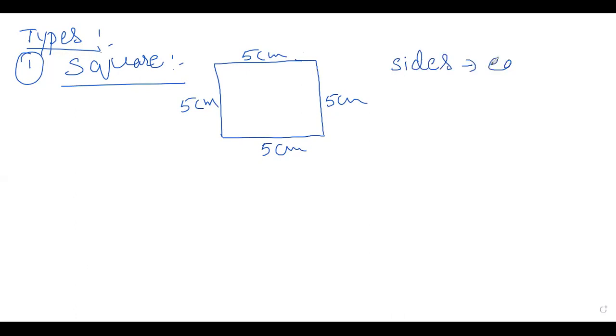All the sides are equal. So if all sides are equal, it is called a square. Okay, so it is a quadrilateral, a four-sided figure. It is a quadrilateral where all the sides are equal, and each angle will be how much?